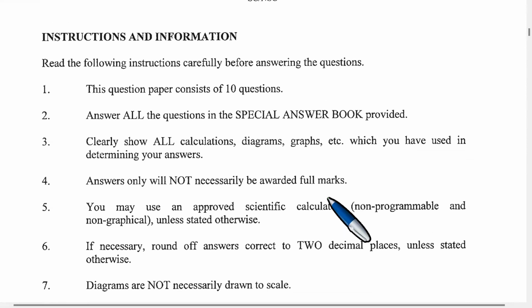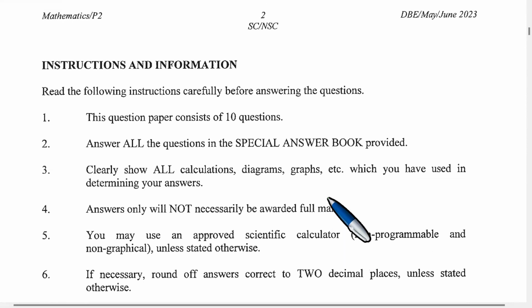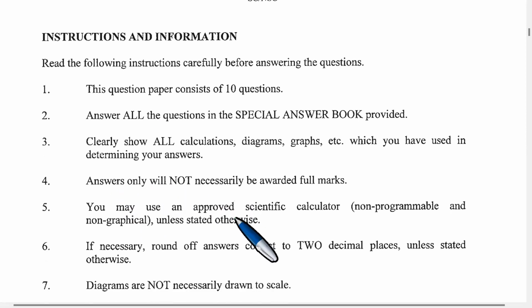There are particular instructions that remain extremely important when you write, because you're writing tomorrow. You read the instructions carefully before answering the questions. This question paper consists of 10 questions. Answer all questions in the special answer book provided. Clearly show all calculations, diagrams, graphs, etc., which you have used in determining your answers. Answers only will not necessarily be awarded full marks.